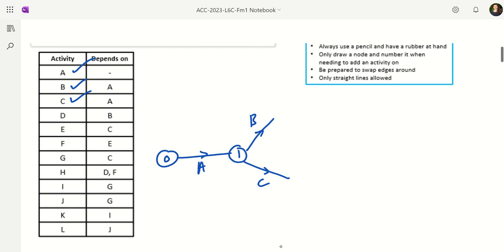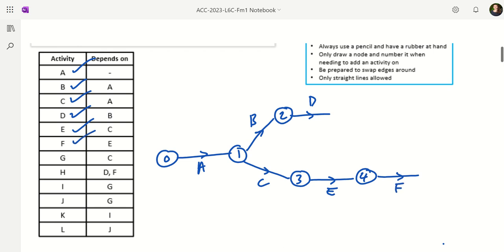D, that can happen when B has been completed. So I'll complete B and draw on D. Activity E, that can be completed once C is completed. So let's complete C and draw on E. F can be completed once E is completed. So let's complete E and draw F on. G can be completed once C is completed. So that's also coming off this third node where C is completed. Let's have G coming off there.